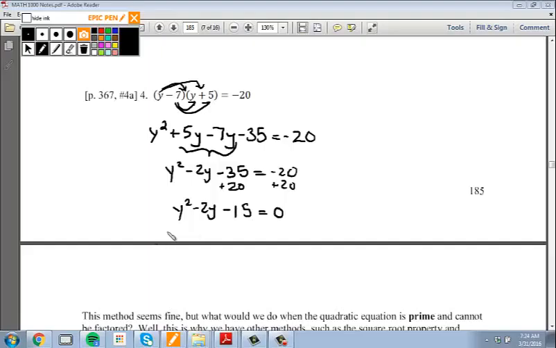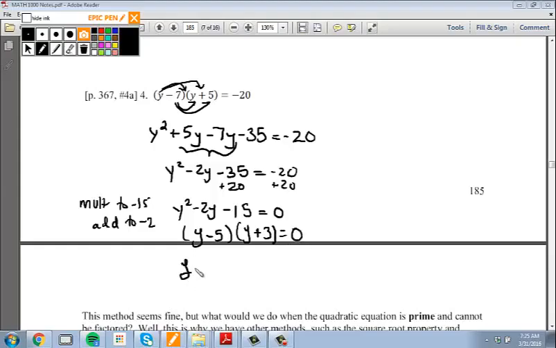Then I refactor this, and I need numbers that multiply again to negative 15 and add to give me the negative 2. And that looks to me to be a negative 5 and a positive 3.